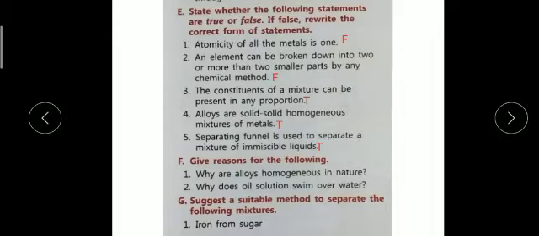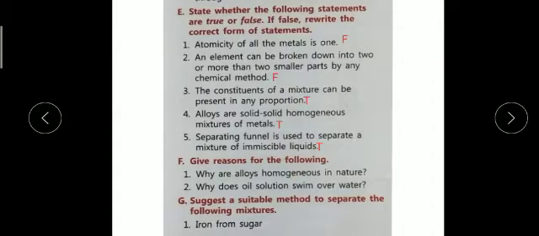Now, the constituents of a mixture can be present in any proportion. Yes, true, because a mixture can be in any ratio, it does not have any fixed ratio. So the last two also are false. Alloys are solid homogeneous mixtures of metals, so it is also true. All the last three are true. A separating funnel is used to separate immiscible liquids, so obviously it is also a true statement. Yes children, because oil and water is the example, we can easily separate them by this method, the separating funnel.